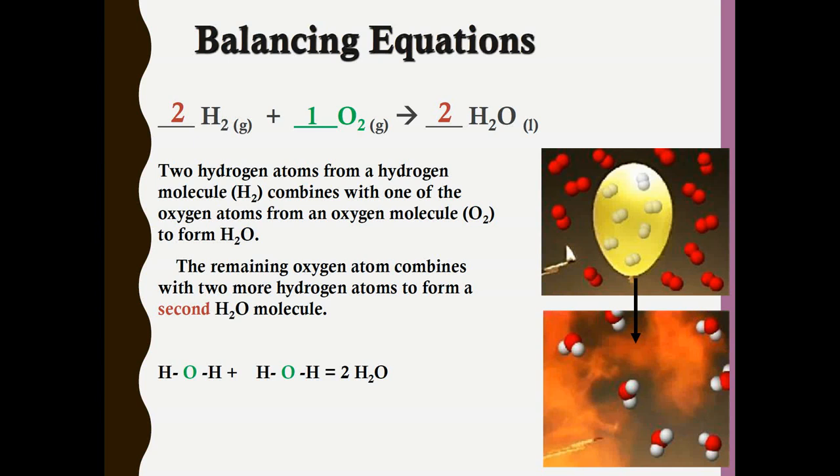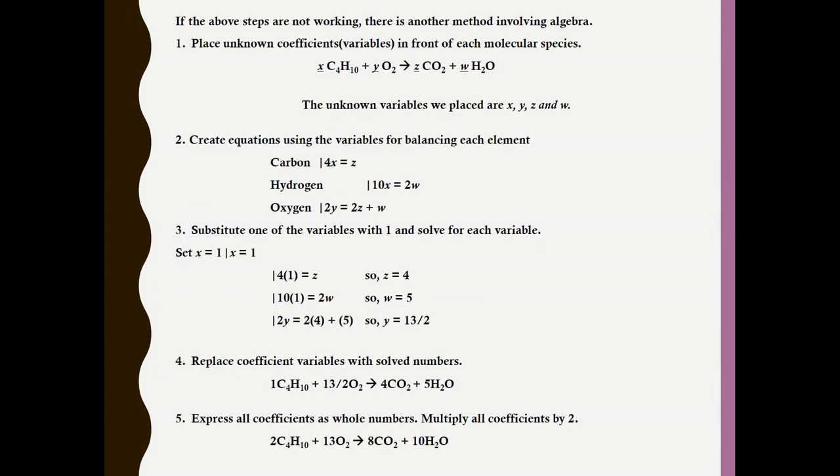And on the next step, the remaining oxygen atom is going to be added with 2 more hydrogen atoms to form the second water molecule. So in that case, as you can see at the bottom, 2 H's are attached to 1 oxygen, and again 2 H's are attached to another oxygen. So I get my 4 H's and I get my 2 oxygens to produce 2 molecules of water.